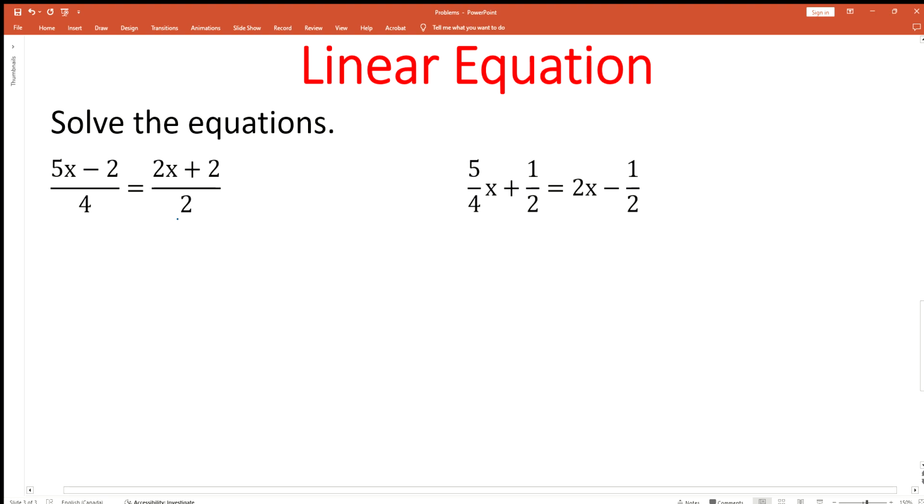It'll be easier to solve this equation if we get rid of the denominators. We can do that by multiplying both terms by the lowest common denominator or lowest common multiple of the denominators. The denominators are 4 and 2. The lowest common multiple of 4 and 2 is 4.